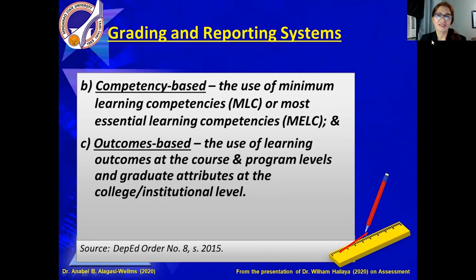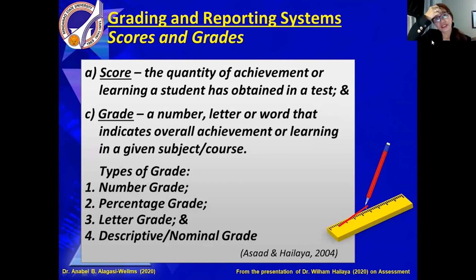So when you look at the outcomes, you're using outcomes-based assessment. We will proceed to the scores and grades. Now the grading and reporting systems. Just allow me to present based on my exposure, but you may adopt this in your respective classrooms. But my point here is whatever is the standard that your institution requires, you have to follow that.